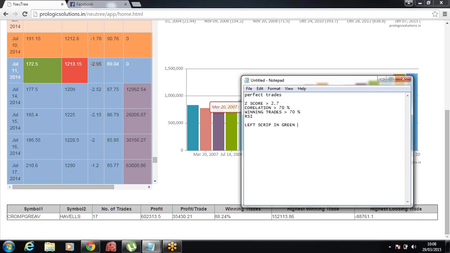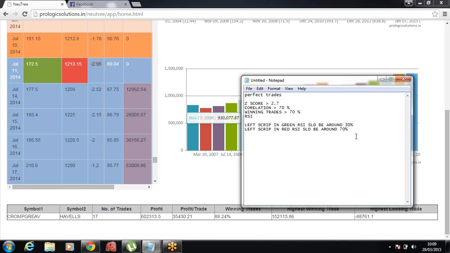RSI should be around 30%. Now the same thing. In case your left hand script is in red, your RSI should be 70%. From 70% it will start falling.